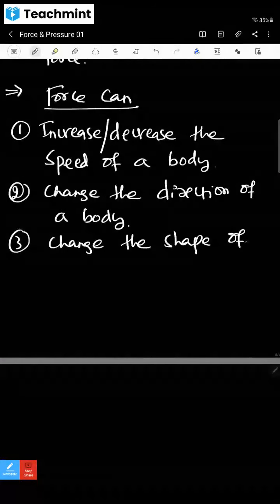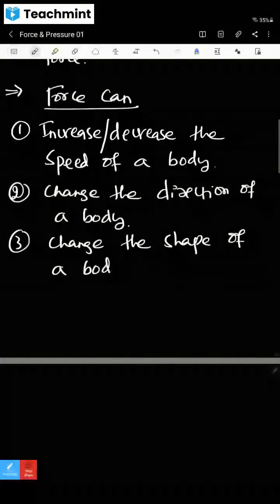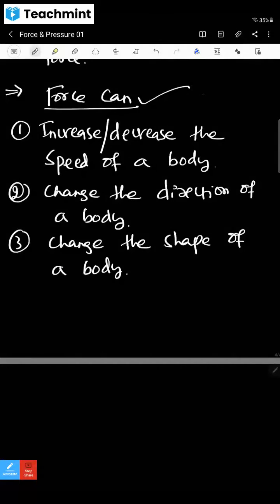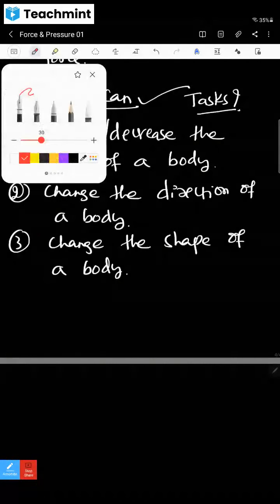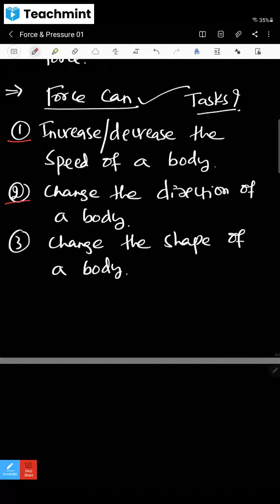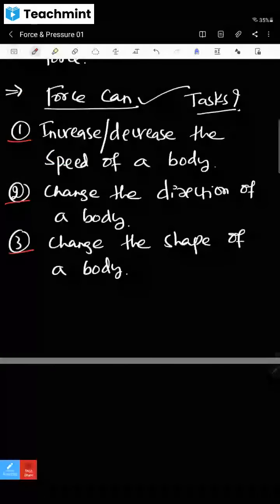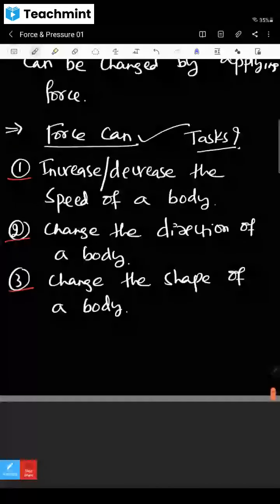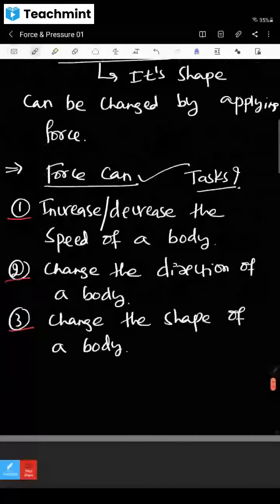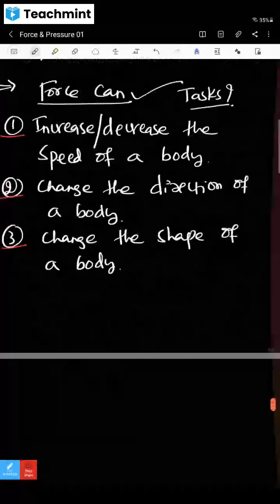Is it understood? So if they ask what are the tasks done by force, what force can do, then you are supposed to write these three things. Understood? Clear? Tell me, dear children, is it clear or not?